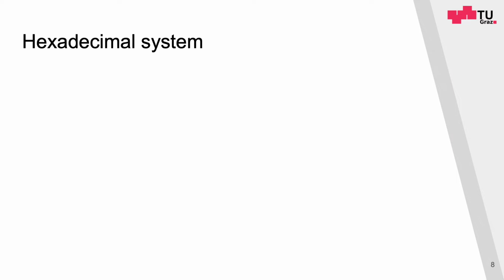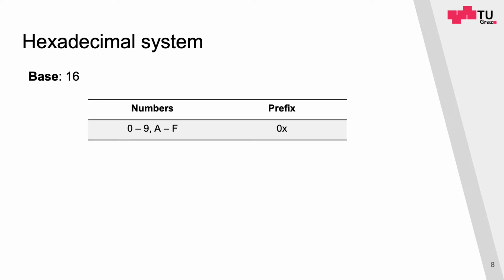Then the next very famous number system, which is widely used also in computer science, is the hexadecimal system. As the name suggests, hexadecimal stands for 16, so it has the base 16. So we need to extend the decimal system, which has the base 10, consisting of 10 numbers, so to say. We need to extend that with 6 additional numbers.